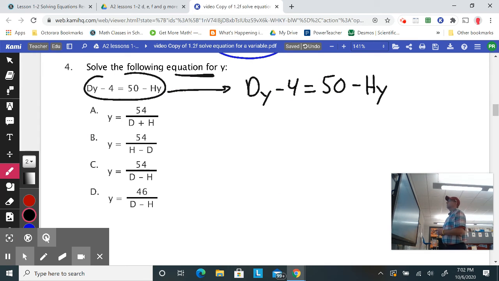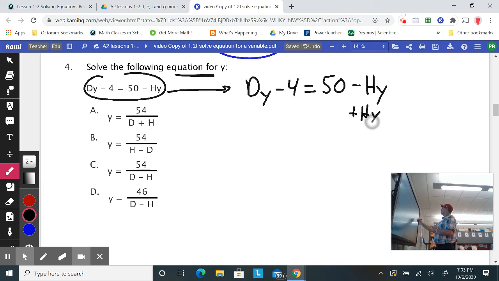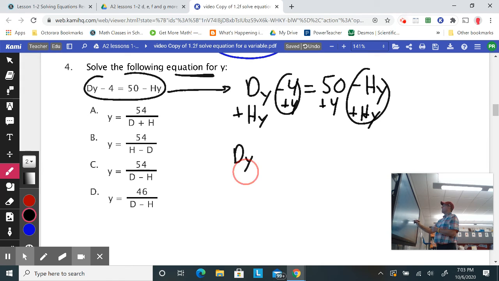All right, let's do another one. dy minus 4 equals 50 minus hy. I'm supposed to solve for y. I want to get the y's on the same side. I'm going to add hy to this side to eliminate the subtracting hy, so I also must add it to the left side. I'm going to add 4 to both sides to get rid of the minus 4 here. Do that to both sides. So I have dy plus hy equals 54.